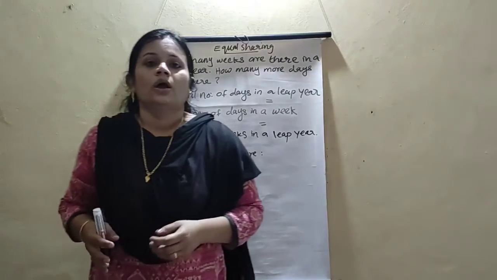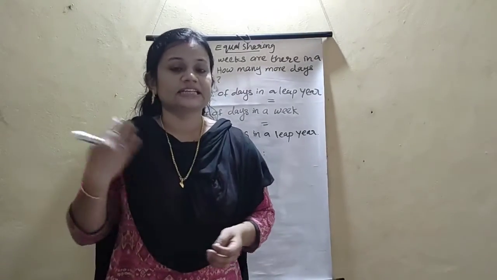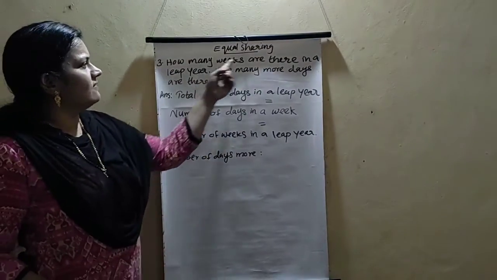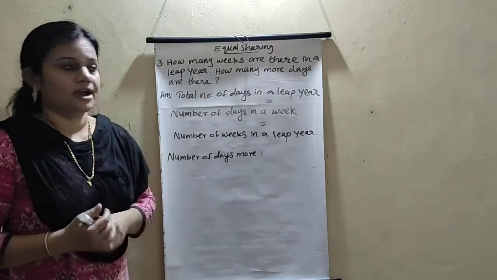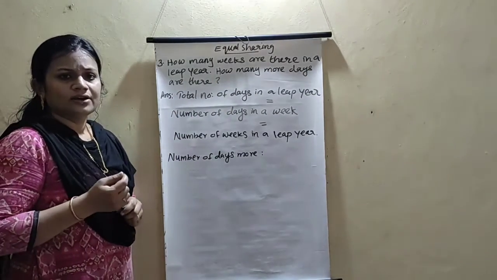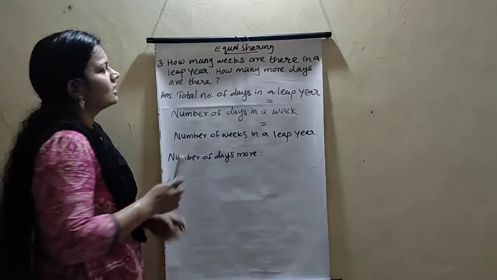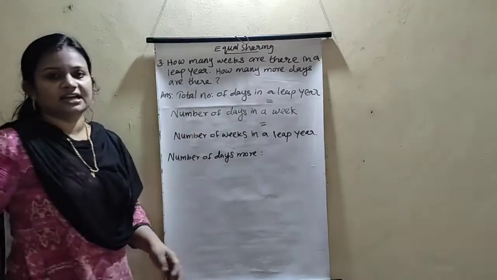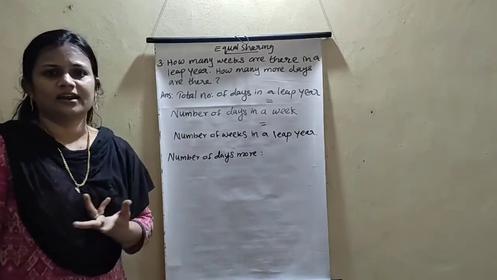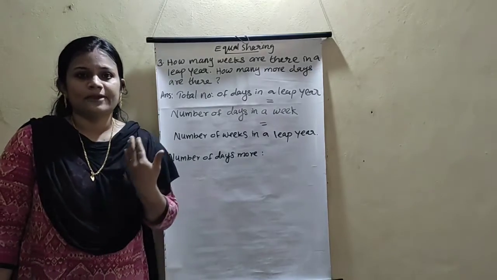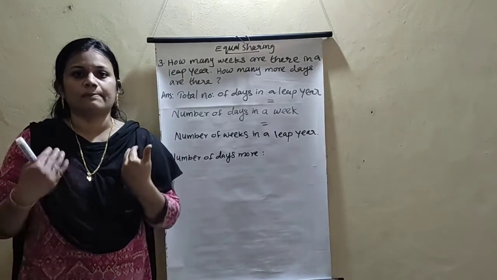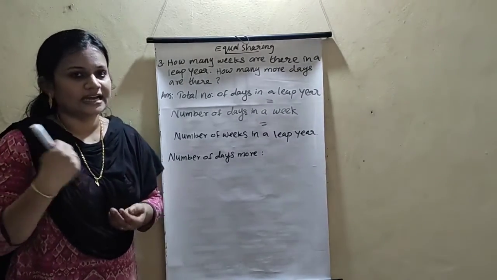Okay children, now we are discussing another problem. How many weeks are there in a leap year? What is a leap year? You have heard about the word leap year. Then how many more days are there? What is a leap year? Leap year means that February has 29 days.